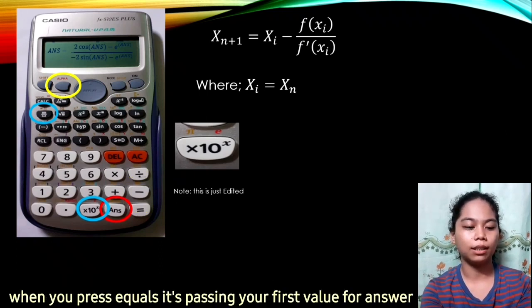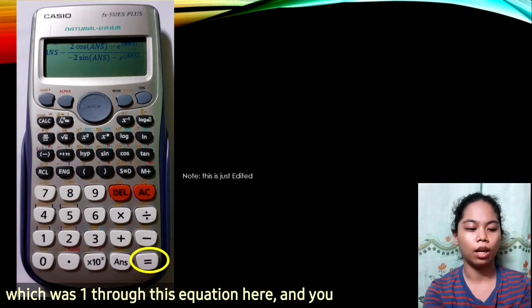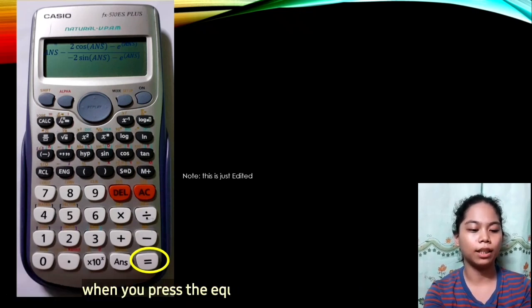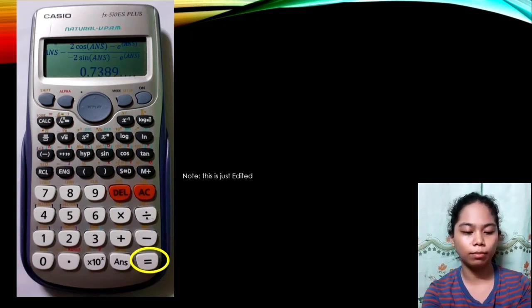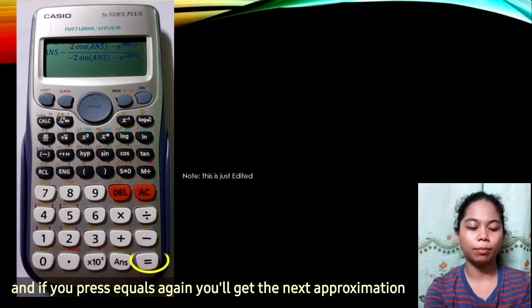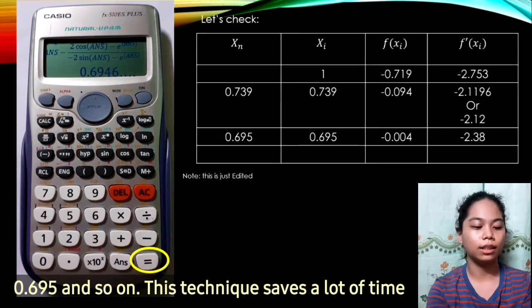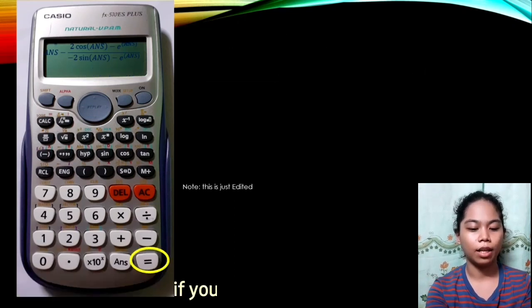When you press equals, it's passing your first value for the answer, which was 1, through this equation here. And you should find when you press equals, you get 0.739. And if you press equals again, you'll get the next approximation, 0.695, and so on. This technique saves a lot of time if you can do this.